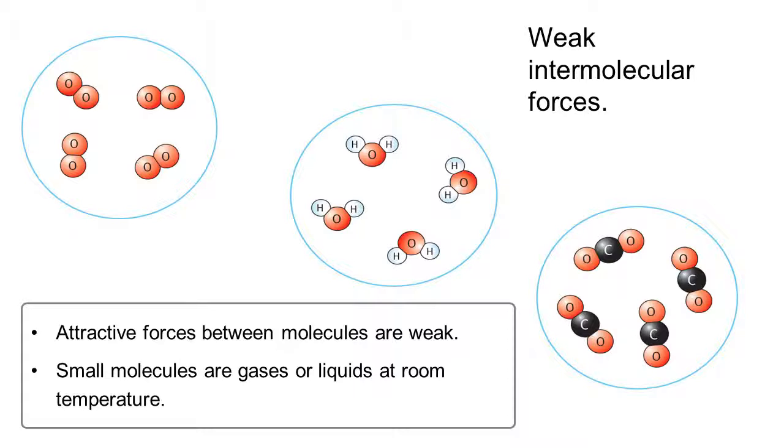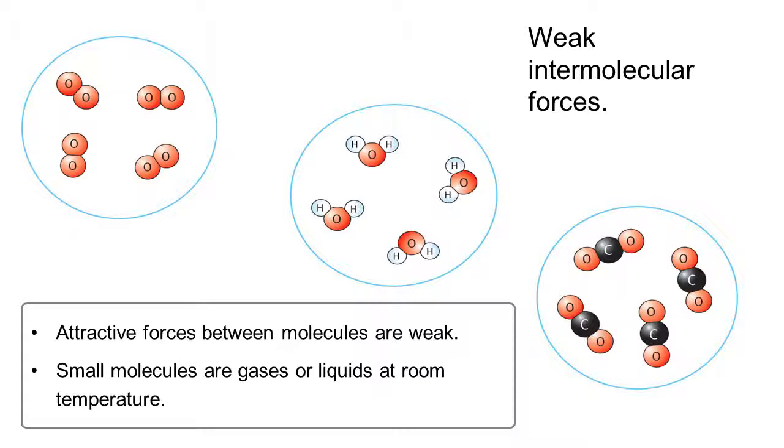So just looking on the top left, look at the oxygen molecules. We've got 4 molecules of oxygen floating around. The bonds attracting those molecules together are very, very weak, and that's why oxygen is a gas at room temperature, because these intermolecular forces are very, very weak. So the forces between the molecules explains why a lot of covalent substances are a gas at room temperature.